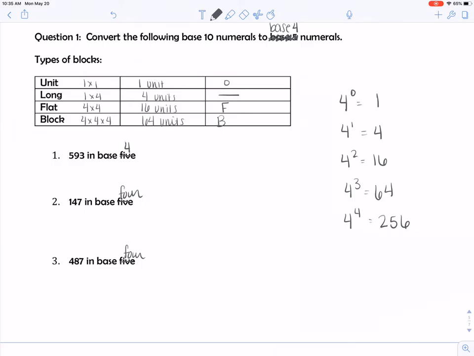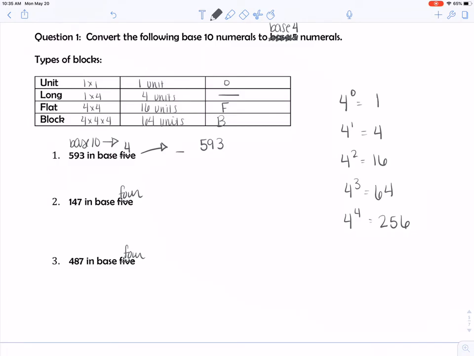So I just went through and changed where it says base 5, I changed them all to base 4. So number 1 says I have 593 in base 10, and I want to convert it to base 4. Anytime you're going from base 10 to another base, you're going to use the division trick. So I'm going to start over here.